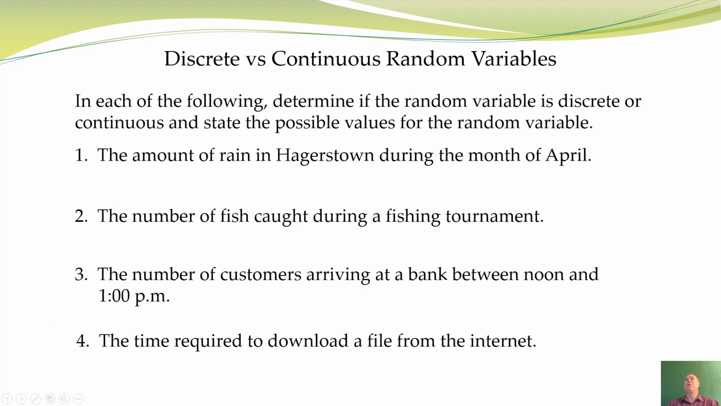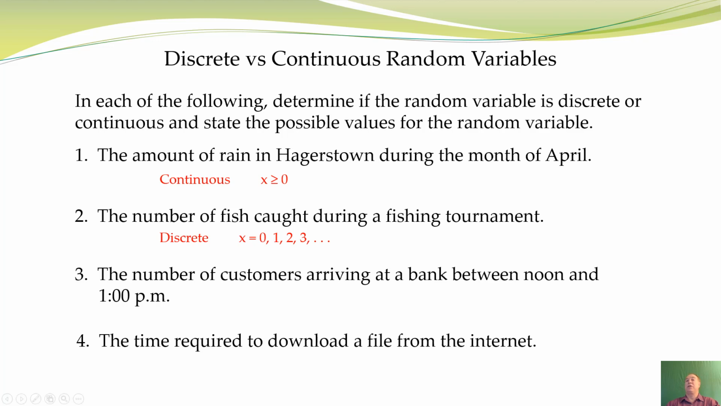In each of the following, determine if the random variable is discrete or continuous and state the possible values for the random variable. Okay, think about these as we go through them. The amount of rain in Hagerstown during the month of April. Well, this would be continuous because we could measure it to the tenth of an inch, 1/8 of an inch, whatever. So X is going to take on values greater than or equal to 0. The number of fish caught during a fish tournament. If we're talking about fish that are caught, this is going to be a whole number value, so it's discrete, and X can take on the value 0, 1, 2, 3, and so on.